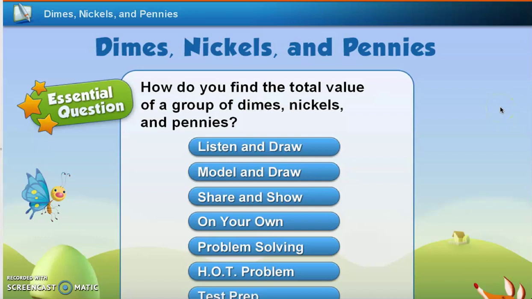Hello boys and girls, and welcome to the second part of our math lesson. Again, we are doing chapter 7.1, which is called Dimes, Nickels, and Pennies. And the essential question that we are thinking about and trying to answer is, how do you find the total value of a group of dimes, nickels, and pennies?